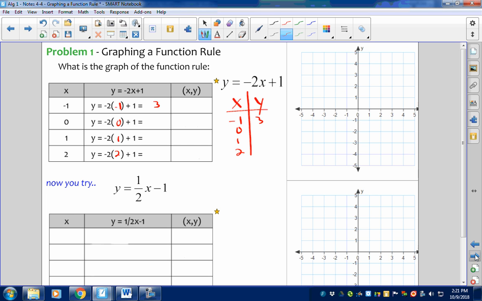Okay, this is what you'll be doing in your homework tonight. What I haven't said here is that you'll draw an xy table, and then you'll have to draw the graph and plot the points.